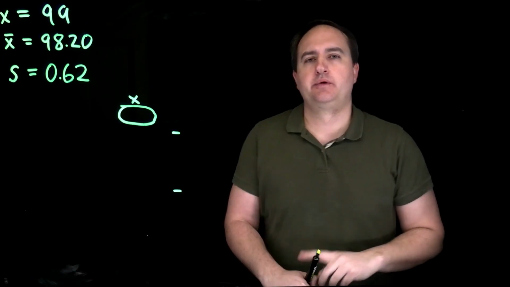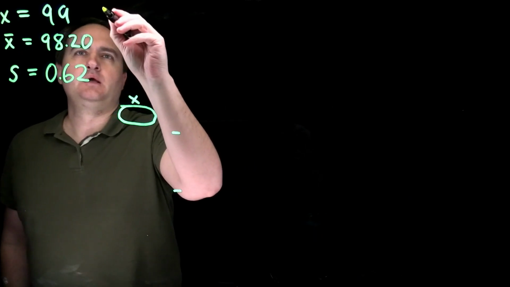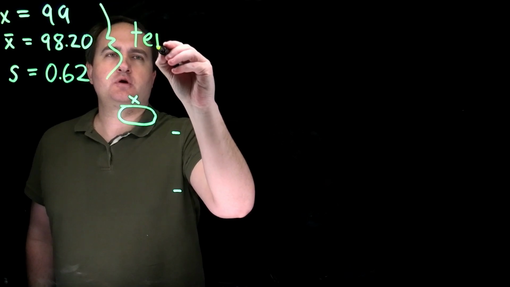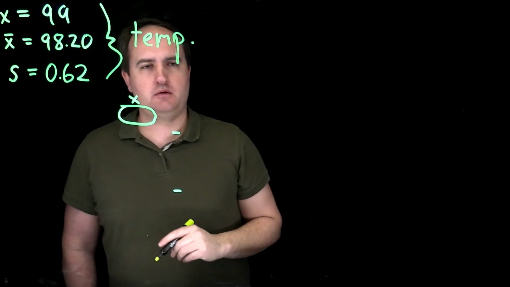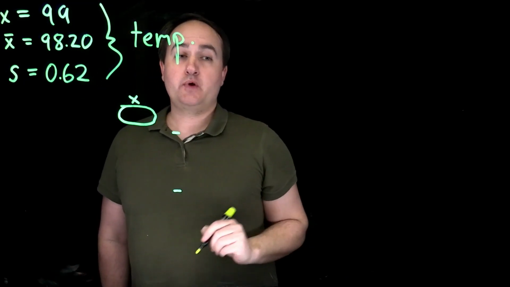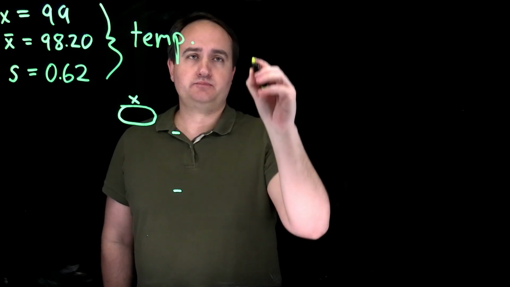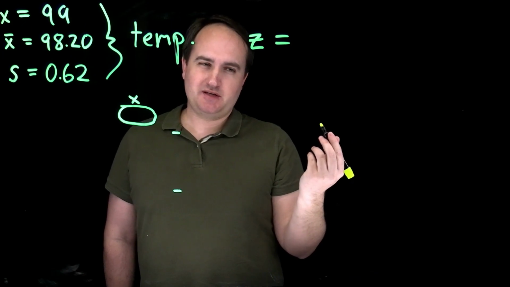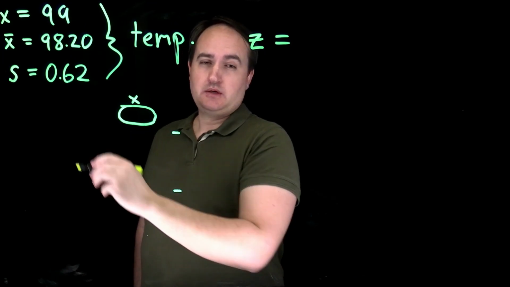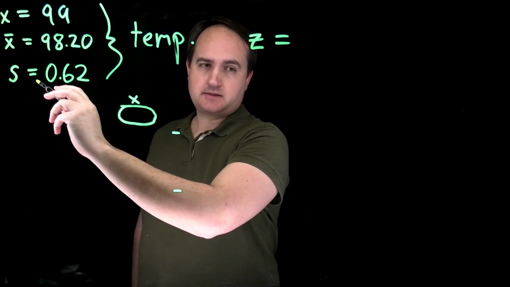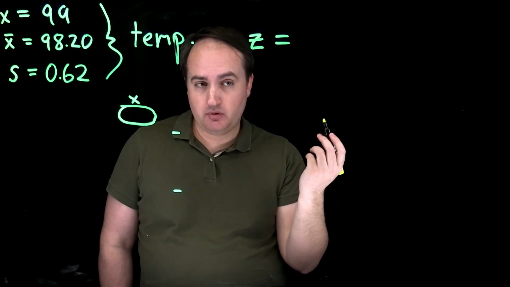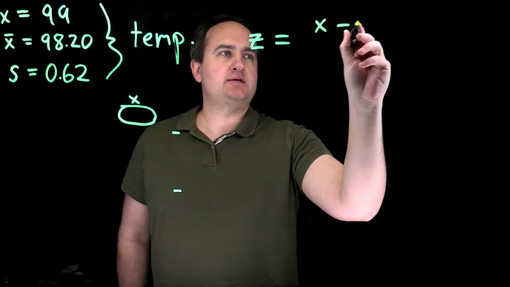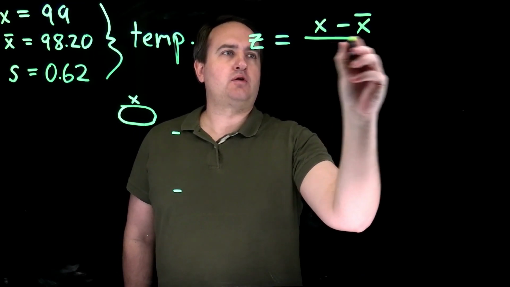These ones right here are for the temperature. So we go ahead and write down the formula. The z-score formula, this is obviously going to be for a sample. That's why I use x bar and s. So it's going to be the sample z-score formula. z equals x minus x bar all over s.